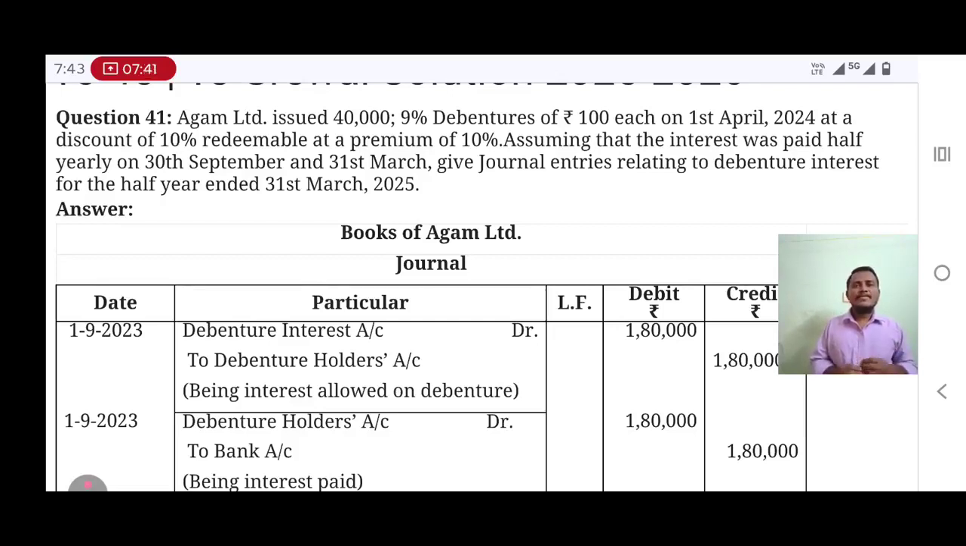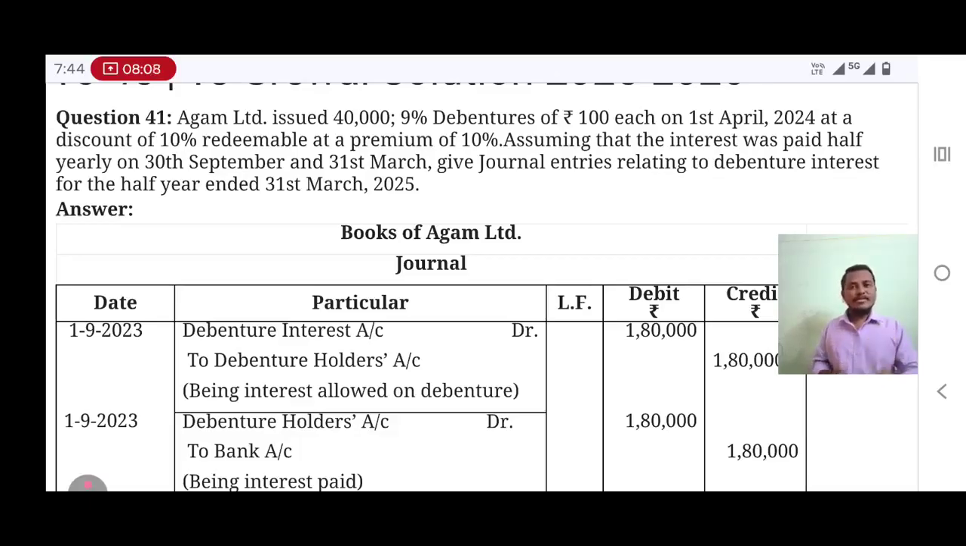interest. Okay, so debenture interest account debit to debenture holders. This is the due entry. Debenture interest account debit to debenture holders on the 30th September date, you show 1,80,000, 1,80,000. Then debenture holders to bank account 1,80,000, 1,80,000. This is a payment entry. Same way you show it for 31st March. So debenture interest to debenture holders 1,80,000, 1,80,000. Debenture holders to bank 1,80,000, 1,80,000.